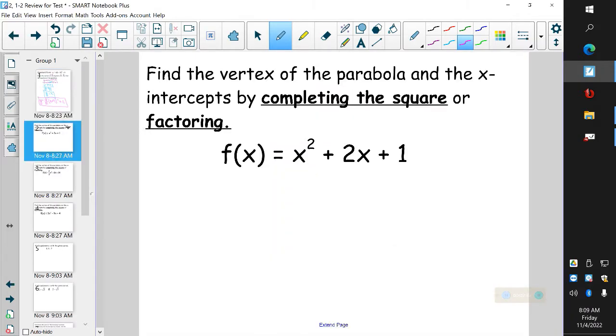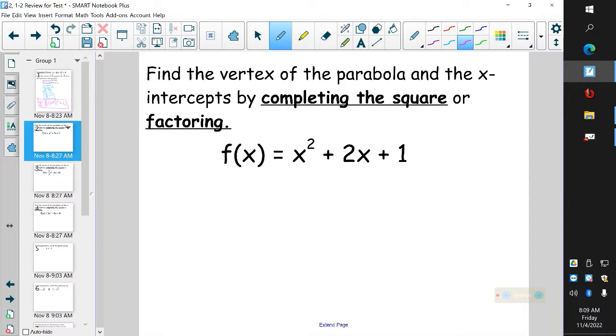Okay. Next, it says find the vertex of the parabola and the x-intercepts by completing the square or factoring. I am telling you, you can do this either way. Obviously, you want to work smarter rather than harder, correct? Yes. Eyes on me. Are we all paying attention, not working on our other homework during the review?